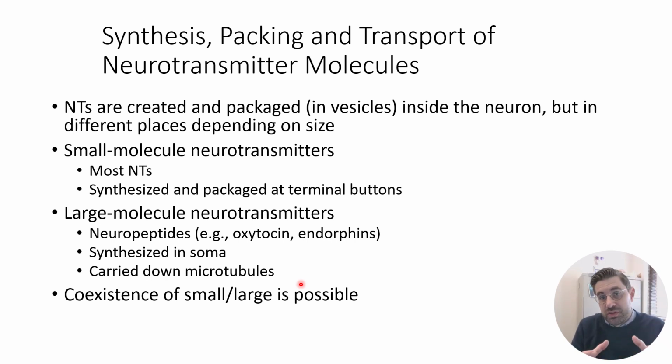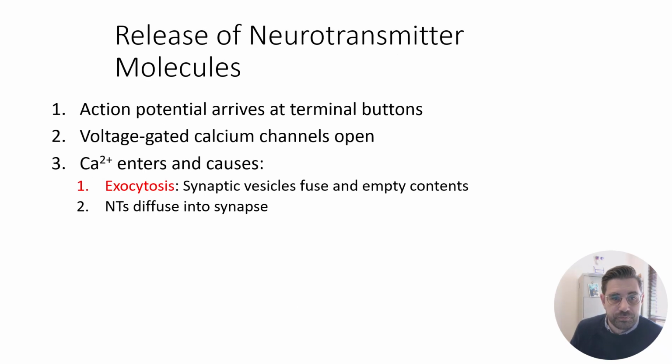Okay, so we're going to make small ones right at the terminal buttons, ready to go. We're going to make bigger ones up at the cell body and transport them with microtubules. So now we've got neurotransmitters down at the terminal buttons, sitting presynaptically and ready to be released and go postsynaptically so we can send a signal, right?